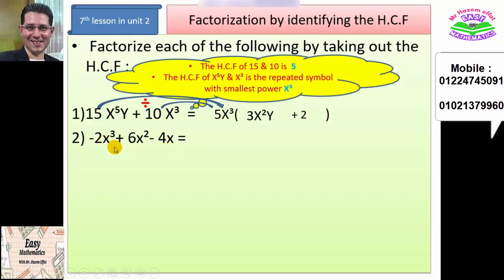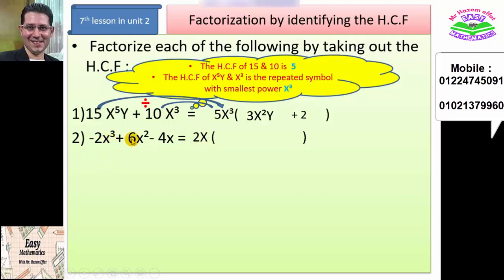And what about the symbol here? We have here x power 3, and here x power 2, and here x raised to power 1. We just take the repeated symbol with the smallest power, which means we take only x power 1. So finally the H.C.F. here will be equal to 2x. So we write 2x and open brackets and divide each term by this 2x.